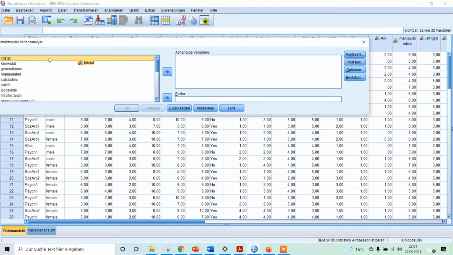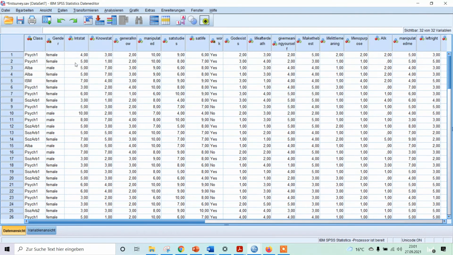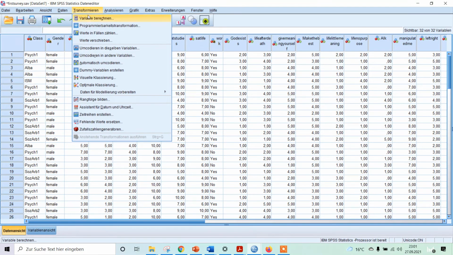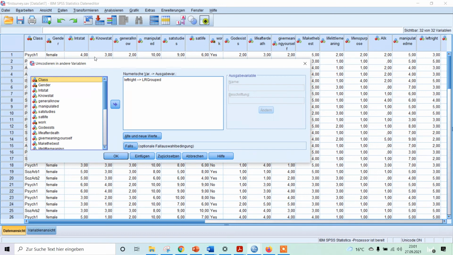Now you see, I don't know exactly why SPSS is doing this. We don't have the classes here because we only have numerical data here. So therefore, we first need to transform classes into a new variable where we have a certain number for every class. So we click on transform, recode into another variable. Now we take class, and the new variable's name should be class n, for class in numbers. Click on change. Don't forget to click on change.